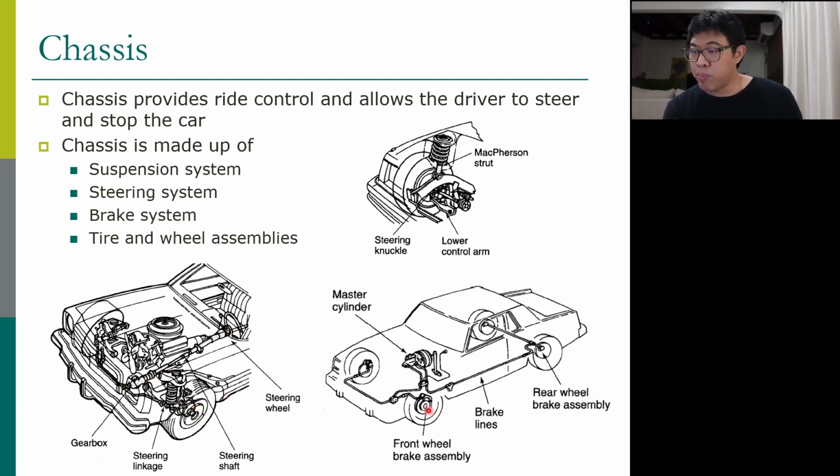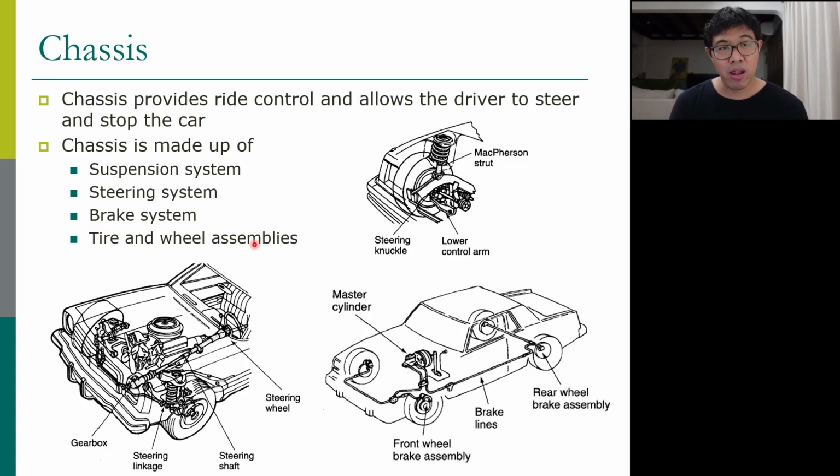We also have the braking system. When drivers step on the brake pedal, we have to create pressure at the brake pad. So there is a braking system inside. Basically, it uses friction to slow down the wheels, such that we can stop the car. And we also have tires and wheels. This is the combination of the chassis. So that's the introduction to the class.